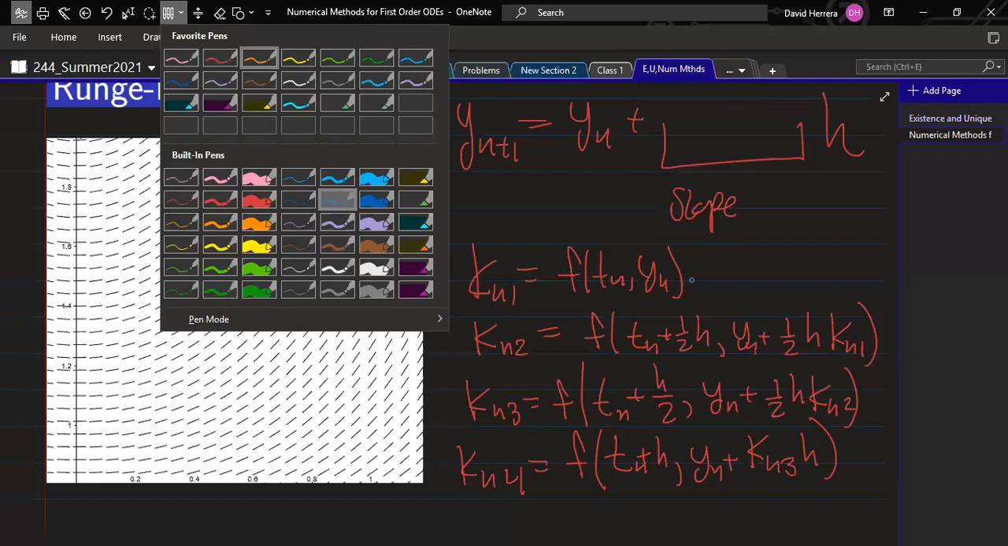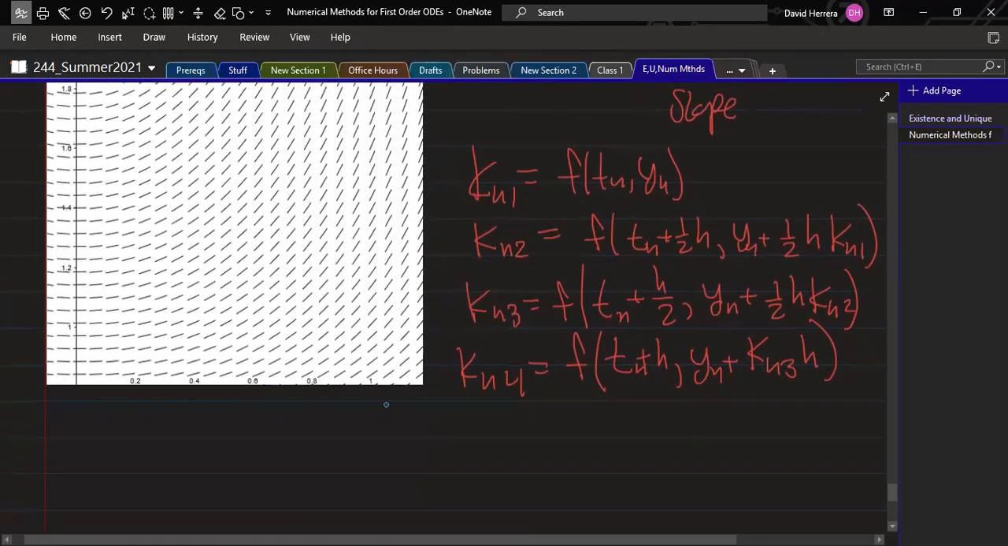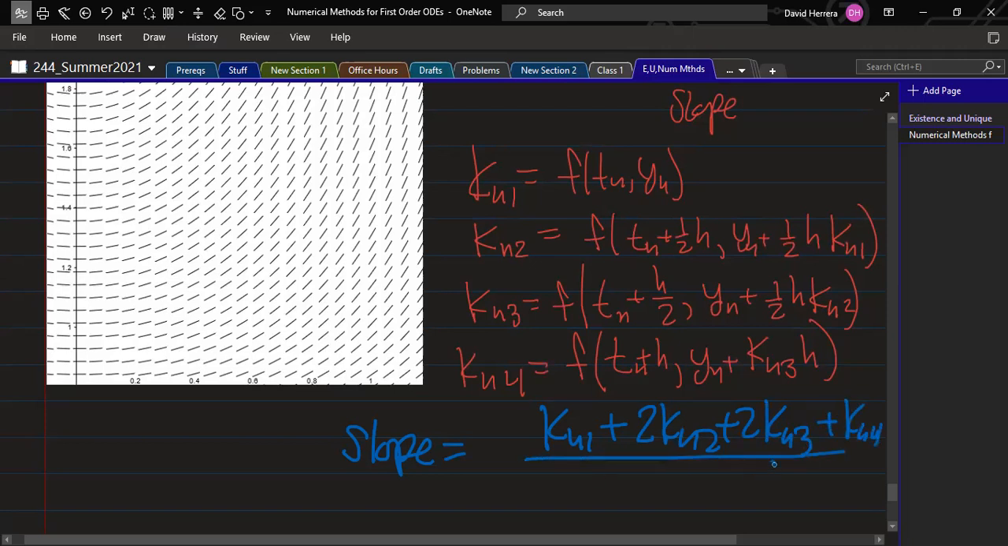Okay, so we have the formulas here. There's a whole bunch of k's, and I'm saying that the slope is going to be a weighted average of these k's. So it's kn1 plus 2kn2 plus 2kn3 plus kn4 all over 6. So kn1 is going to get 1/6 weighting, and these two are going to get 1/3, and the last is going to have 1/6. And so first we have to get an idea about where these k's are coming from to really appreciate what's going on.